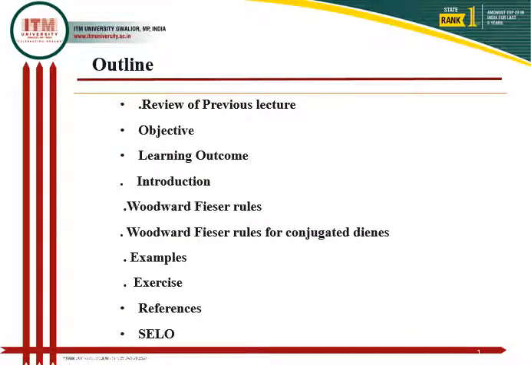The outline of this lecture will proceed through the following points: the review of the previous lecture, objective, learning outcome, the introduction of the Woodward-Fieser rules. Then there is the set of rules. The Woodward-Fieser rules for conjugated dienes we will discuss in this lecture with various examples, exercises, references and SELO.